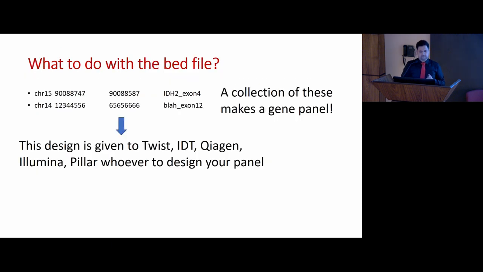So a collection of these makes a gene panel. This is now given to whichever company in the world you want your gene panel from. It can be Twist, it can be QIAGEN, Illumina, Pillar, or it can be you yourself. You can also design your own primers, you can do your own assay, whatever you want you can do with these genome coordinates.